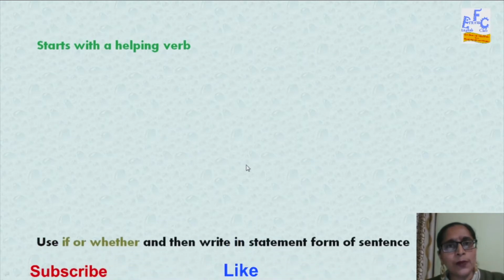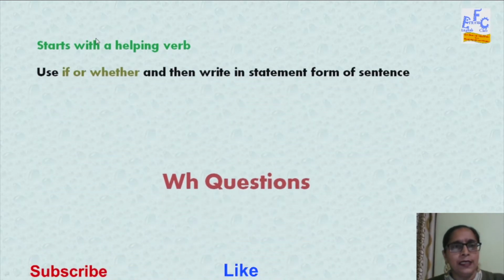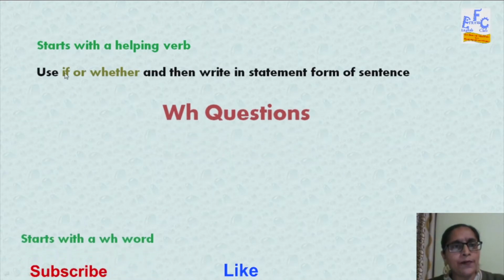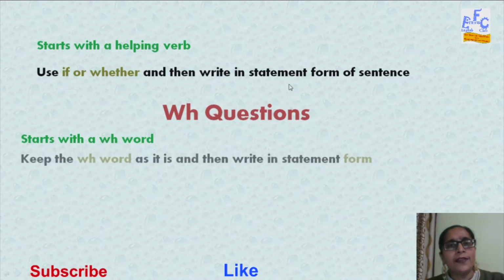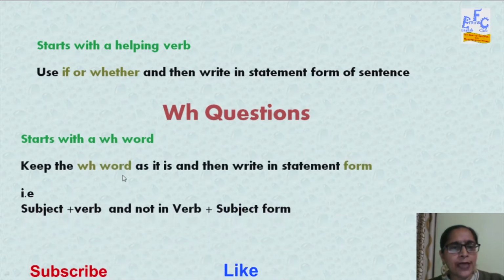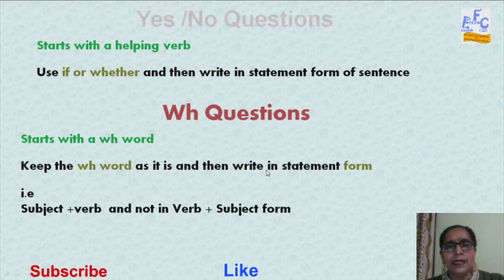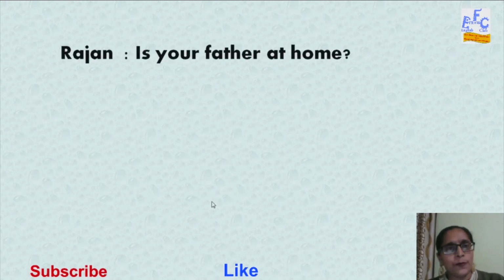Now, let's explore yes and no questions. Yes and no questions start with a helping verb. We need to use if or whether, and after that, we write statements. In WH questions, we keep the WH word as it is and then write the statement form, like subject plus verb, not verb plus subject. Let's explore with the help of an example.